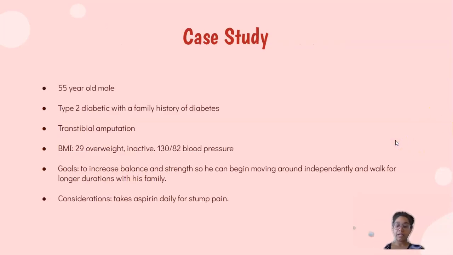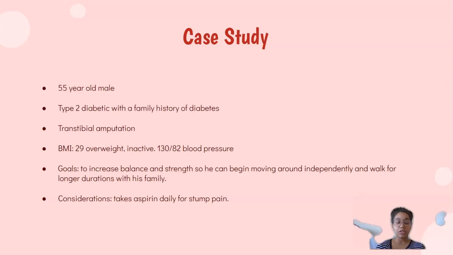So for my case study, I chose a 55-year-old male who is a type 2 diabetic with a family history of diabetes. He's had a transtibial amputation, and his BMI is 29, which puts him at overweight, borderline obese. He's physically inactive, and his blood pressure at 130/82 is hypertension stage 1.